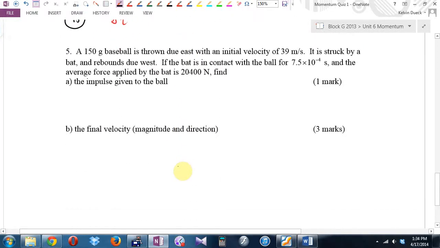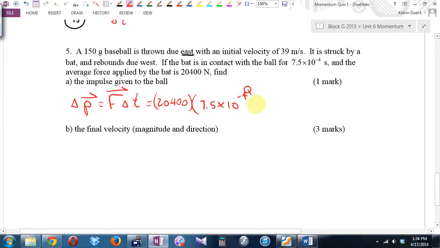Baseball, thrown due east. Struck by a bat, rebounds due west. The bat is in contact with the ball for that long. The average force applied by the bat is that much. Find the impulse. I think I'm going to use force times change in time. Why? Because they gave me a force in newtons and a time in seconds. 20,400 times 7.5 times 10 to the negative 4.